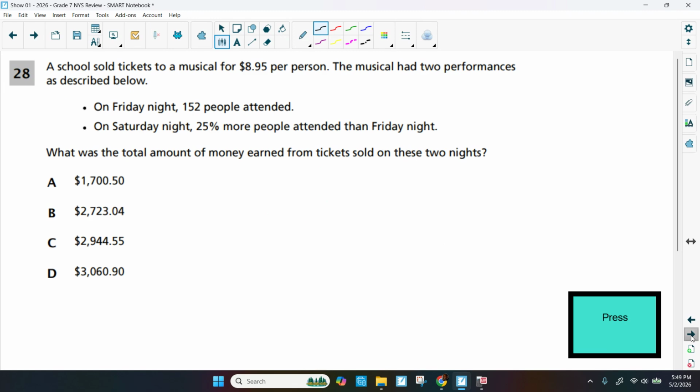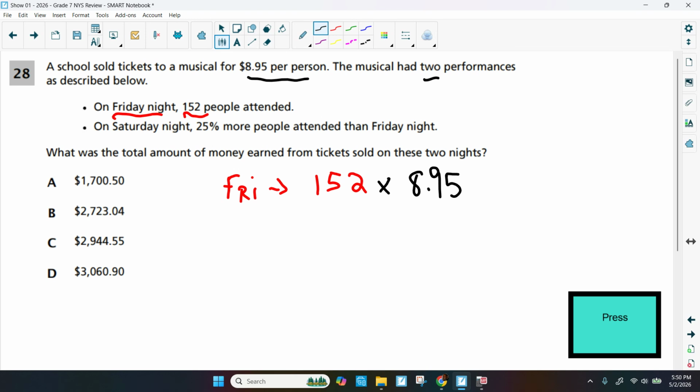A school sold tickets to a musical for $8.95 per person. The musical had 2 performances described below. All right, so we got 2 things going on here. Friday night, 152 people attended. All right, so let me just write Friday. You had 152 people. But keep in mind, they had to pay $8.95. So that's what they did.